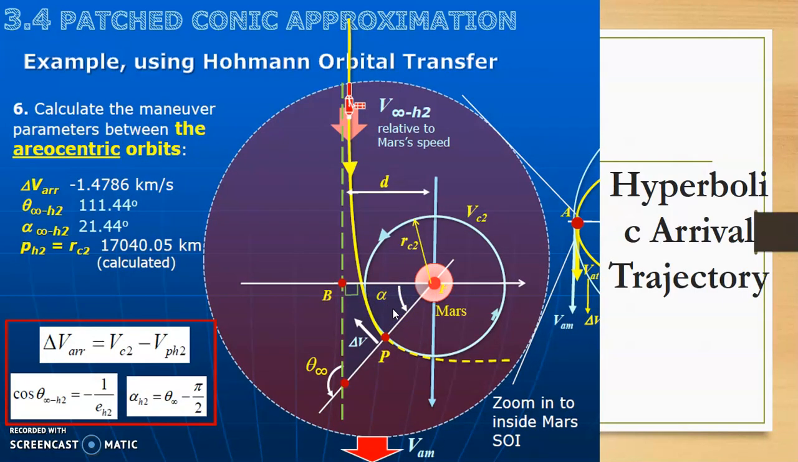Then the second concept is to calculate the maneuver parameter between heliocentric object orbits. The V rifle is the difference, or delta, of VC2 minus VH2, which is the velocity of the circular parking orbit minus the velocity of the incoming trajectory. Then we will have the eccentricity, and we will find theta by using the inverse cos of 1 per eccentricity.